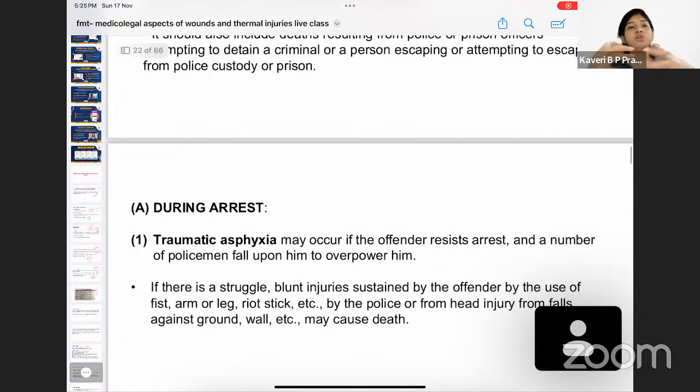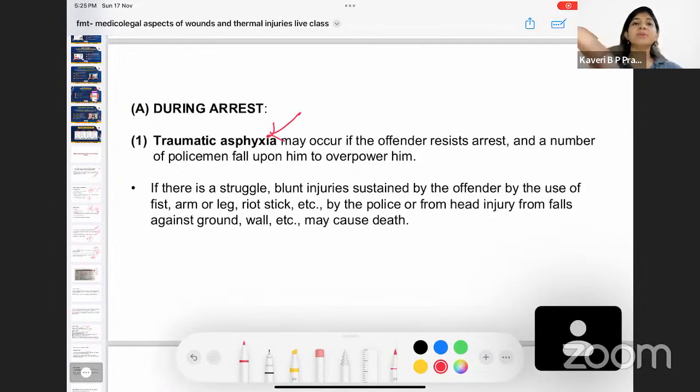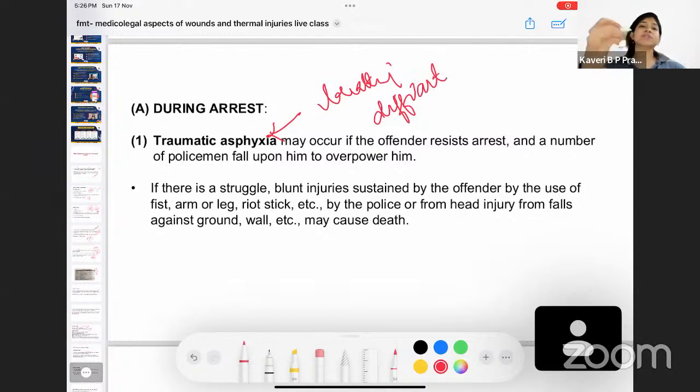Coming to deaths during arrest, what could be the causes of deaths occurring during arrest? One is traumatic asphyxia. So what do you understand by asphyxia? Asphyxia is when the person has breathing difficulty to such a level that his oxygen saturation in the body could go down to as low as less than 50%, and he might die. So this is one of the reasons for death. And during arrest, it would be traumatic asphyxia. That means a trauma resulting in asphyxia.